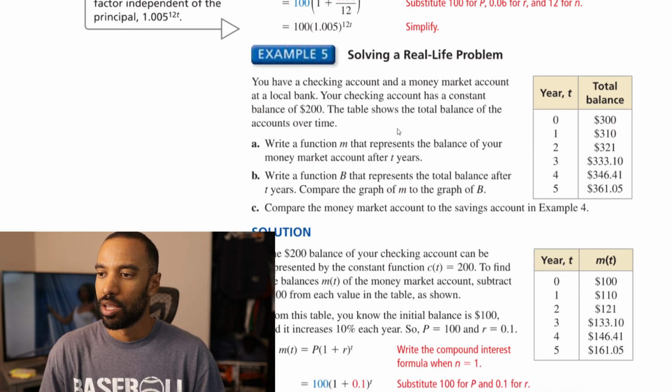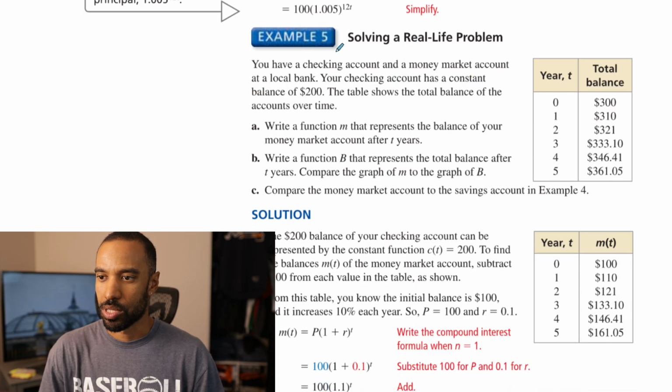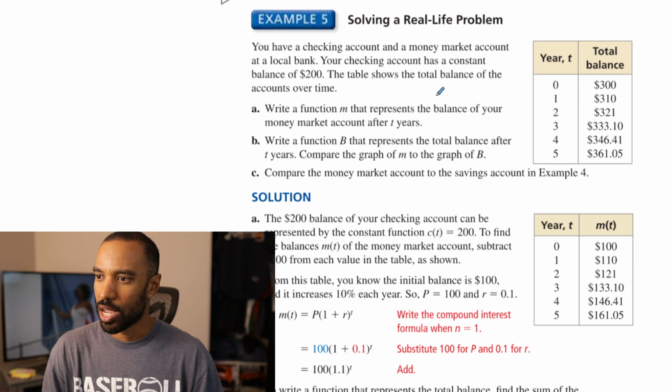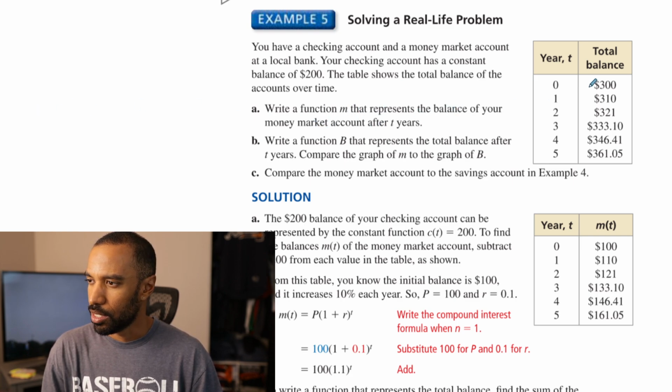Okay. Another example, let's see if we actually use it this time. You have a checking account and a money market account at a local bank. Your checking account has a constant balance of $200. The table shows the total balance of the accounts over time. Write a function M that represents the balance of your money market account after T years.